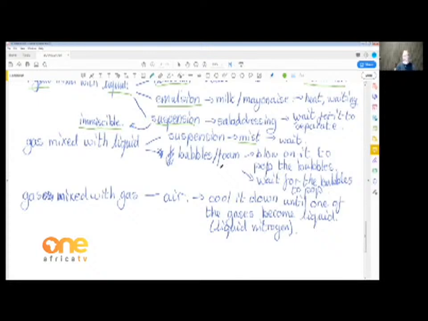So yeah. Then we have gases mixed with gases, which is air, because it's almost 4/5 nitrogen, and it's got some oxygen and all sorts of things. So here we could literally, by physical means only, cool it down until one of the gases becomes liquid. This is how we get things like liquid nitrogen.